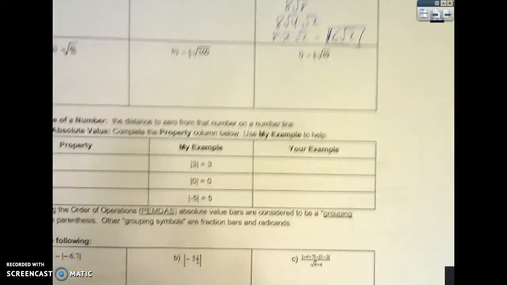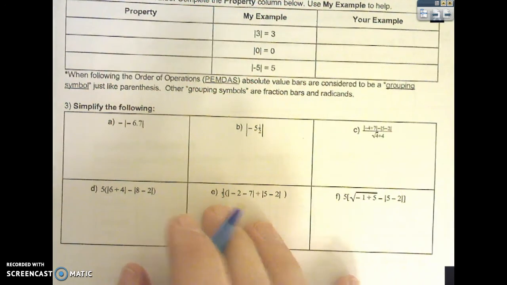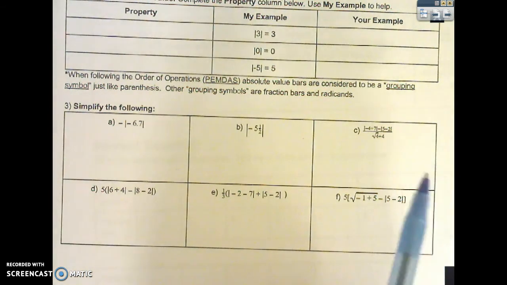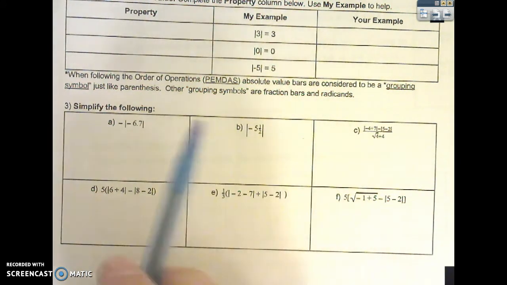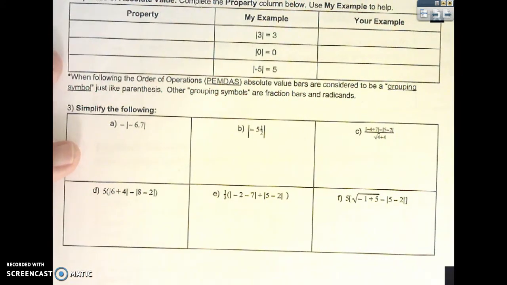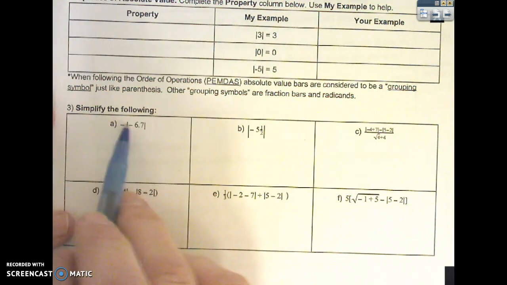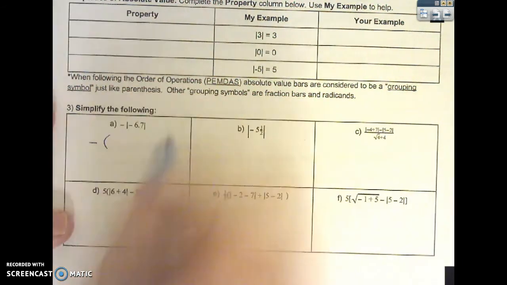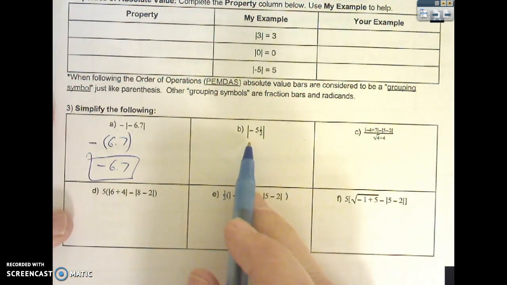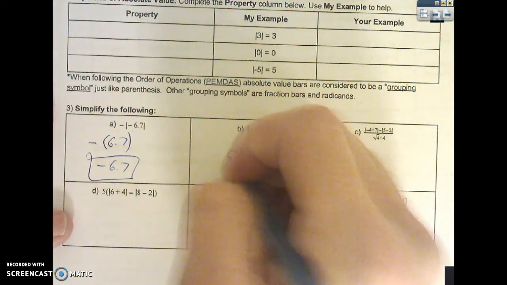Alrighty. Wonderful. The very last thing I want to leave you guys with is a little bit of absolute value. Absolute value is considered a grouping symbol, so it's kind of your parentheses, so you do this first. Now, all absolute value does is give the distance you are away from 0 on the number line. Distance must always be positive. Therefore, when you take the absolute value of something, it makes it positive. So in this first problem, see how the negative's shown out front? Well, the absolute value of negative 6.7 becomes 6.7, but we still have the negative there. That's why it stays as such. Here, the absolute value of negative 5.5 is just 5.5.